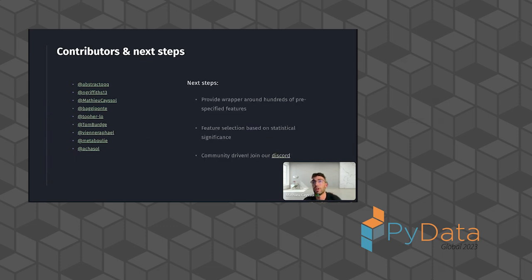And the next step for the feature extraction part will be to provide a wrapper around 100 of pre-specified features, such as the ones in tsfresh. Also do feature selection based on statistical significance. This is something that was also available in tsfresh.